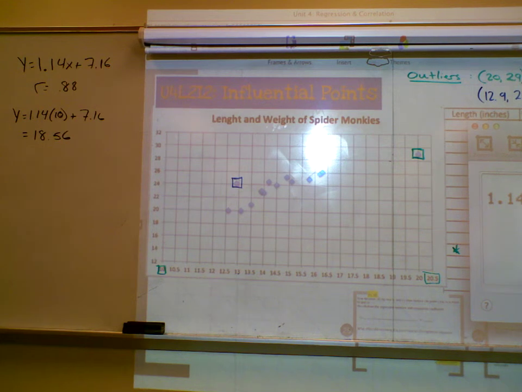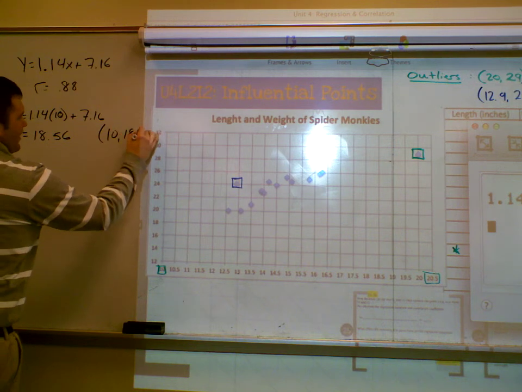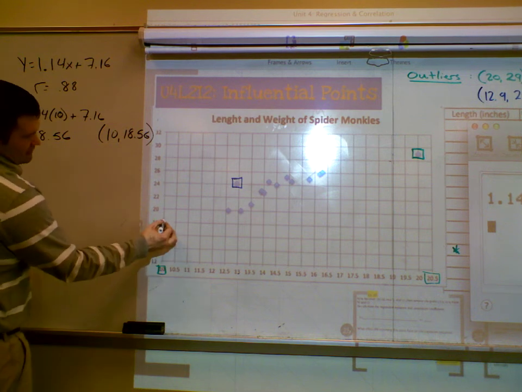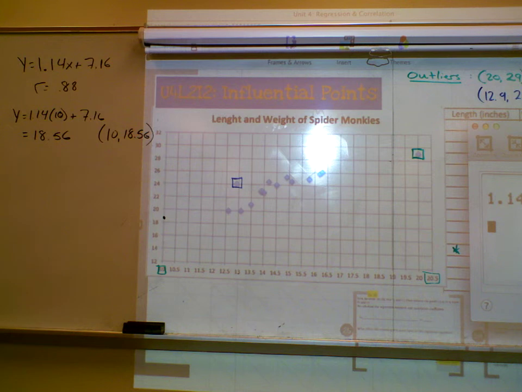Right? Does that make sense? 18.56? Yeah, did you plug that in? Okay. So that means at this point, 10, 18.56, that's on my regression line, right? So I can plot that 10, 18.56, probably somewhere in there, right? So that point is on my regression line.